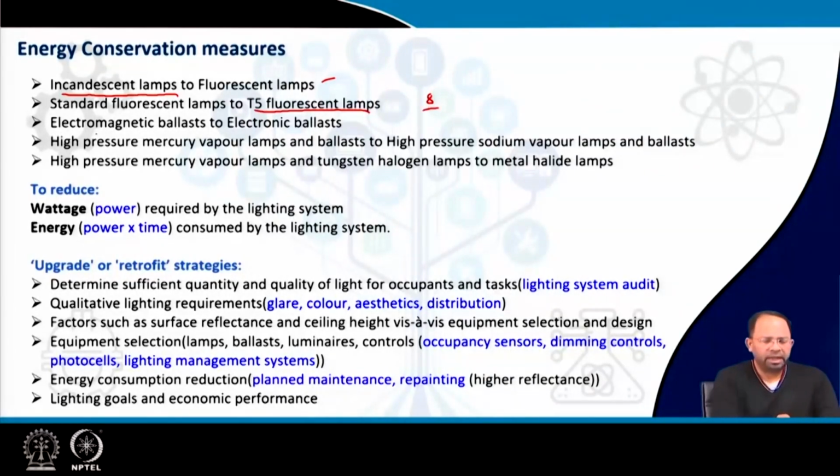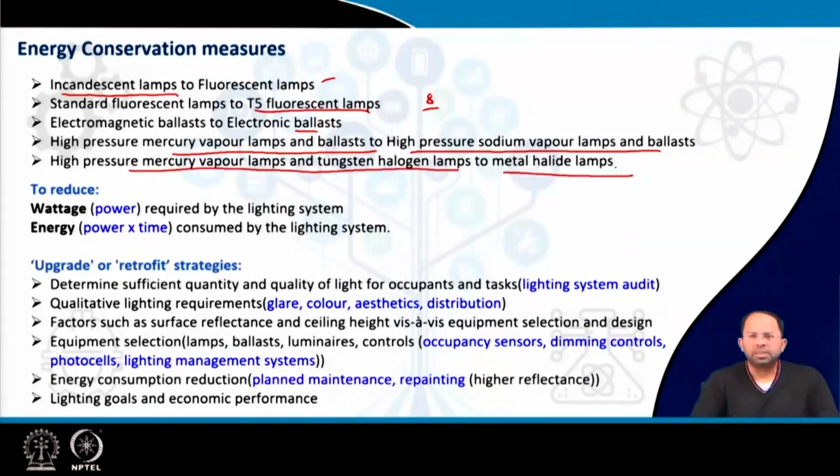And then electromagnetic ballast to electronic ballast. Then high pressure mercury vapor lamps and ballast to high pressure sodium vapor lamps and ballast. Then high pressure mercury vapor lamps and tungsten halogen lamps to metal halide lamps. So these are the basic strategies that you can follow, but of course you require experts to do the proper selection of the lighting system or the lighting luminaire.